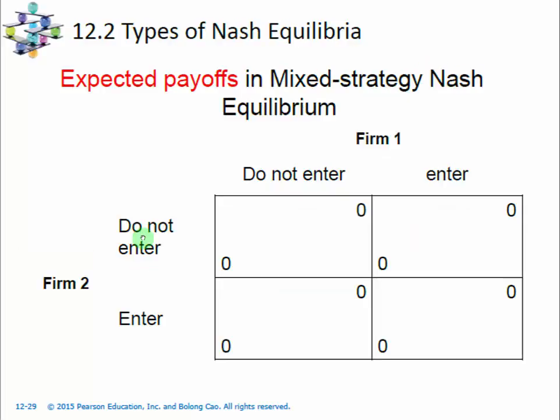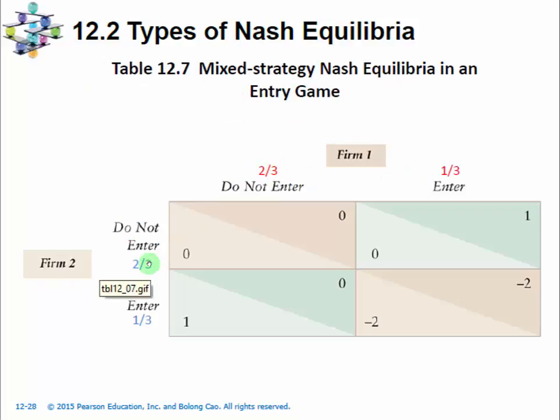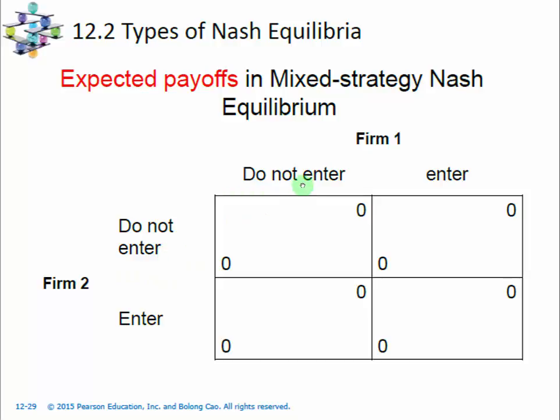The calculation for firm 2's expected payoff is the same. Firm 2 also has an expected payoff of 0 if it chooses to stay out or chooses to enter. So as long as both firms put 2/3 probability on do not enter and 1/3 probability on enter, their expected payoffs are 0 for whichever strategy they choose. That makes this set of probabilities on different strategies the mixed strategy Nash equilibrium.